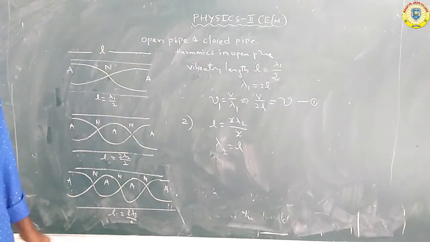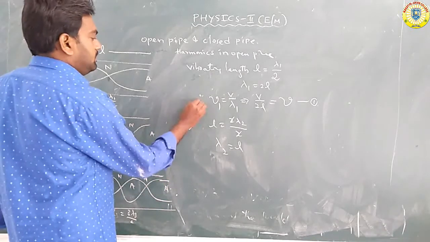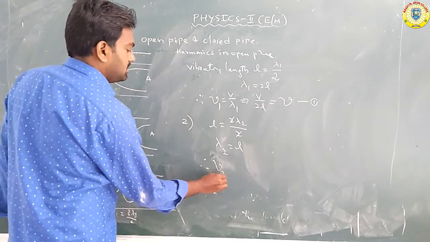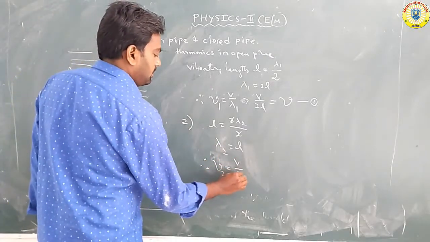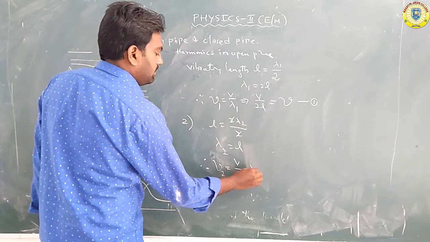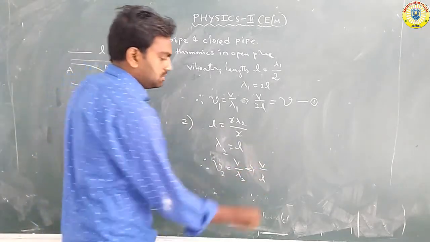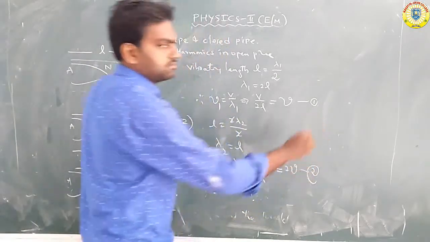Now according to the frequency equation, the frequency nu 2 is equal to V by lambda 2, which is V by L. So we can write it as 2 nu 1, equation 2.